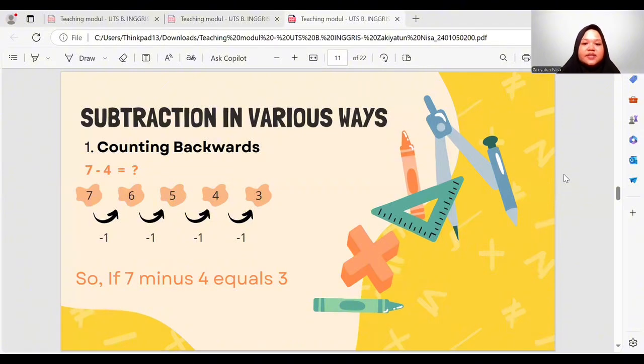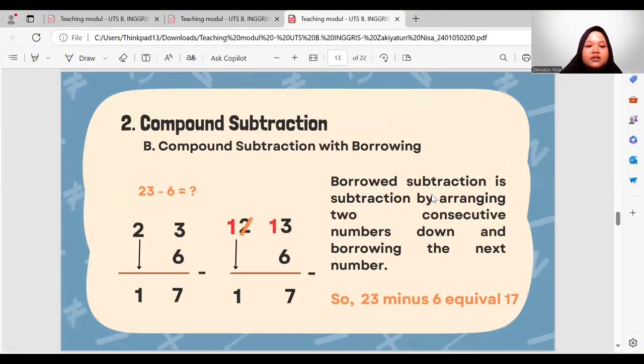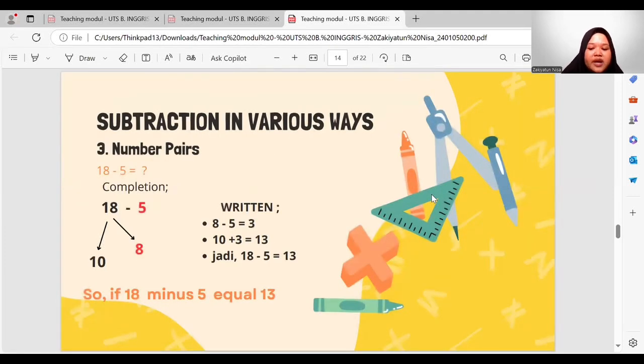Next, enter the second material, namely subtraction in various ways. This material is divided into three as well, namely counting backwards, stacking subtraction without borrowing, and stacking subtraction with borrowing, and three, number pairs.